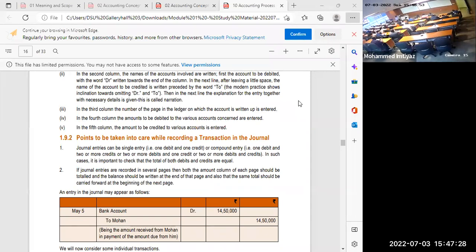Any doubt in this? Next. Being business started with cash, furniture, and stock in trade. All right. Write the narration, then write one line like this, one line after writing the narration. Okay. Third one.